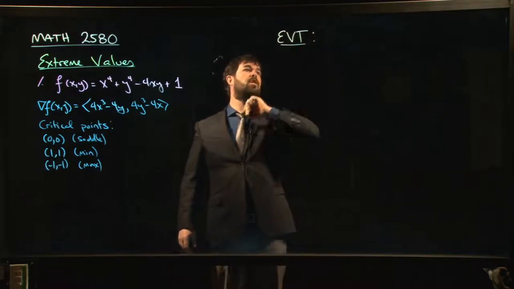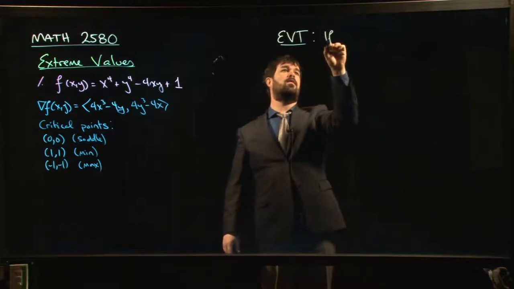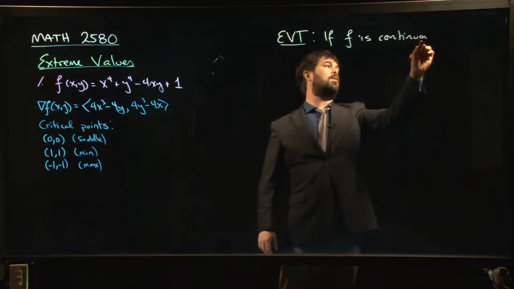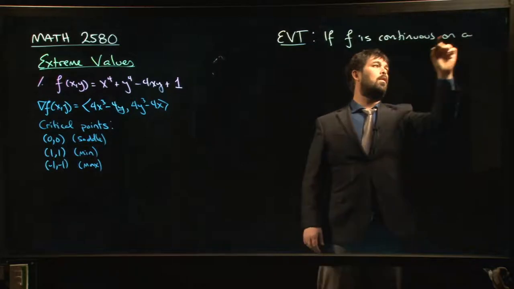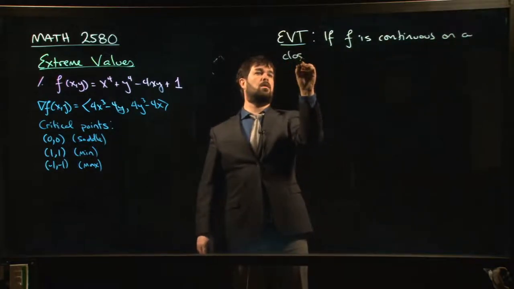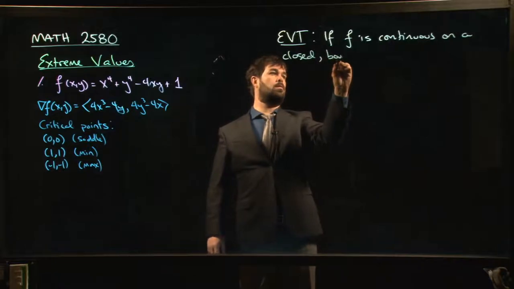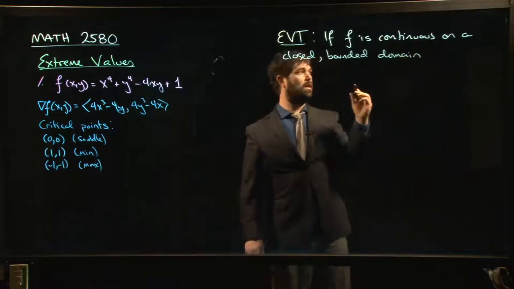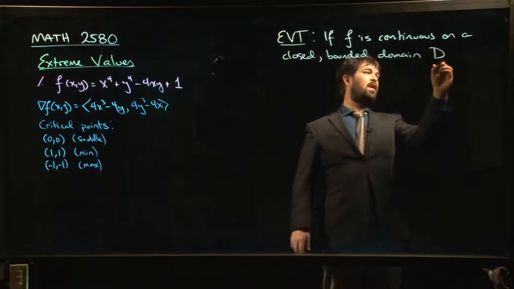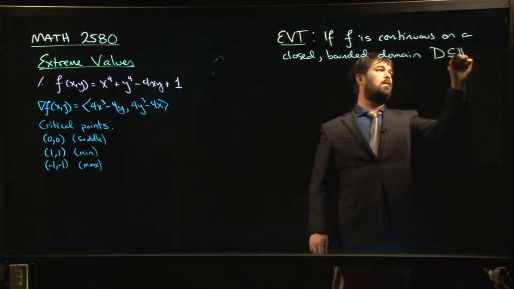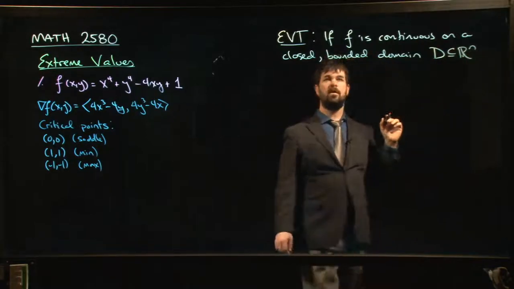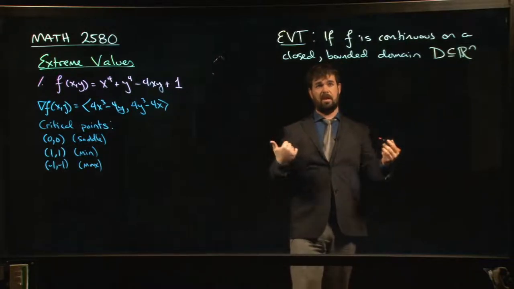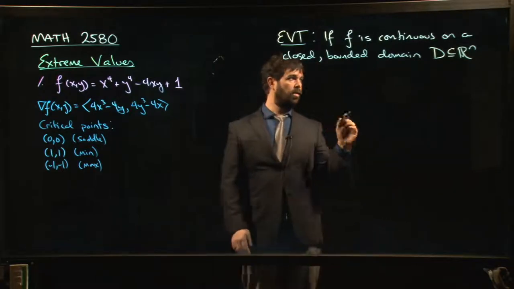So the extreme value theorem says that if f is continuous on some closed, bounded domain D. And this is valid, by the way, for any number of variables. F has to be a real valued function because we want to talk about max min values, right? So the output has to be a number so that we can compare whether those numbers are bigger or smaller.